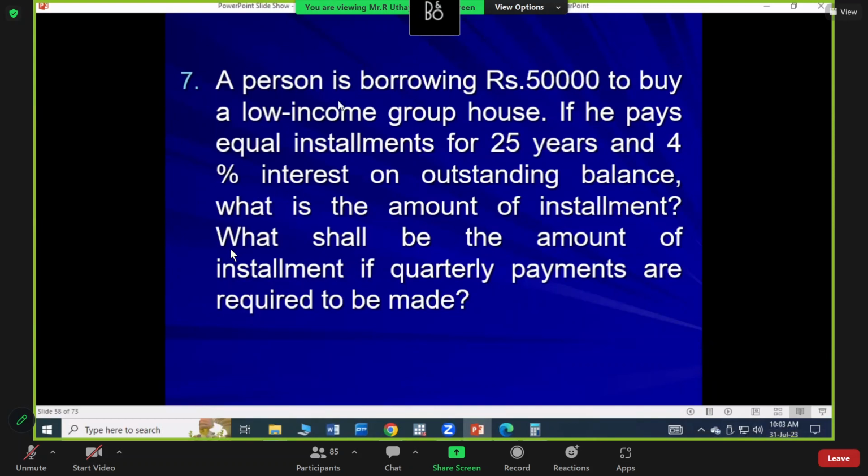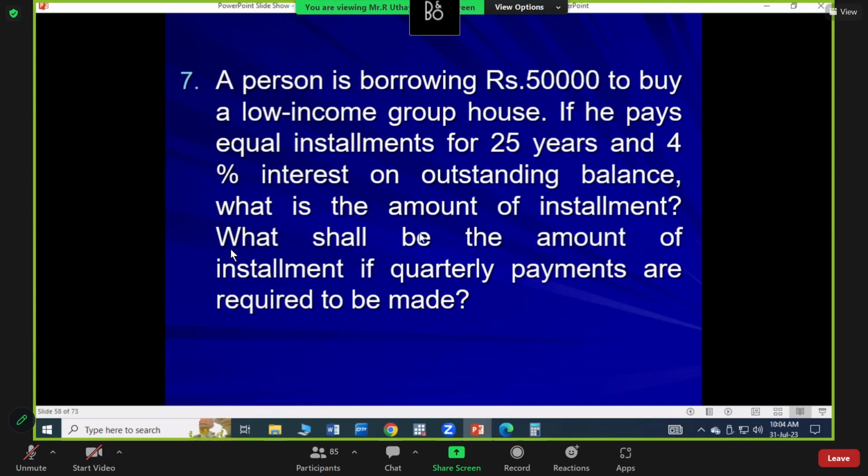So in this question, you can observe that a person is borrowing 50,000 to buy a low income group house. Loan is obtained like that. So how can I identify this 50,000? It's a P value or F value, present value or future value. So it is to be identified as a present value. Number of periods, equal installments, 25 years. So N is 25. Interest rate 4%, I is 4.